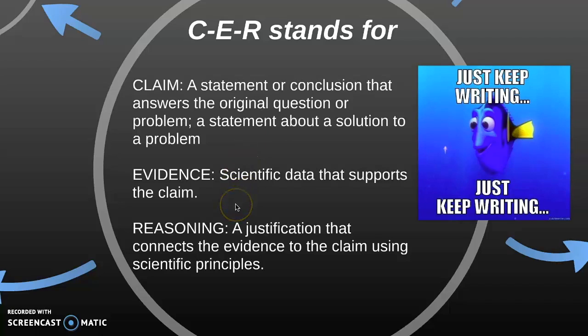Your evidence is scientific data that supports the claim. So just like we've been doing in orientation, you need evidence that is reliable or truthful to back up your claim and help support it. And finally, we have reasoning, a justification that connects the evidence to the claim using scientific principles. Now, your reasoning is kind of answering the question, why? Why is your evidence backing up your claim? Why does your evidence not support your claim? That's what you're explaining in your reasoning, and that makes a CER paragraph.